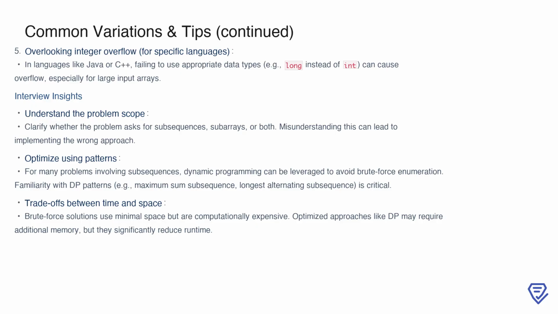From an interview perspective, it is vital to thoroughly understand the problem scope. Make sure to clarify whether the task is about subsequences, subarrays, or both, as misunderstanding this detail can lead to implementing a completely incorrect approach. Optimization is also key. Dynamic programming is a powerful tool for problems involving subsequences, as it avoids brute force enumeration by leveraging reusable patterns. Familiarizing yourself with common DP techniques, such as those used in maximum sum or longest alternating subsequences, is highly beneficial. Lastly, be mindful of the trade-offs between time and space.